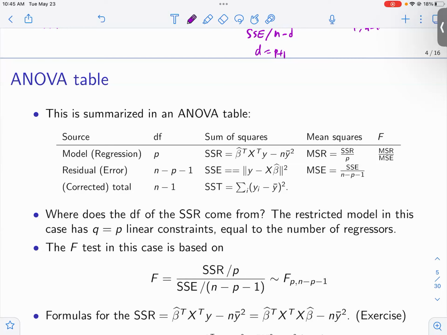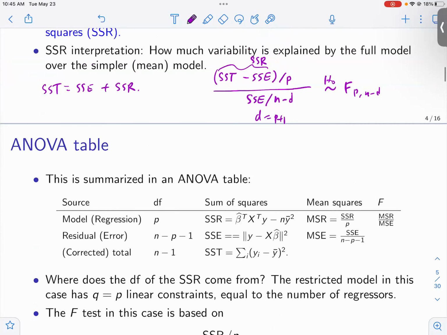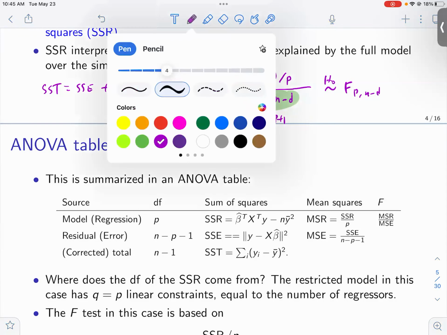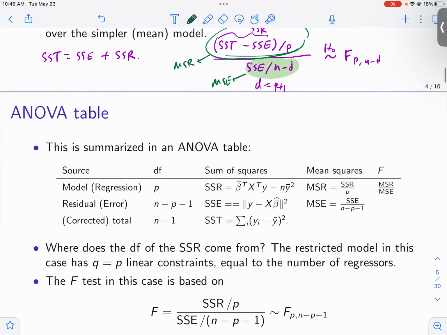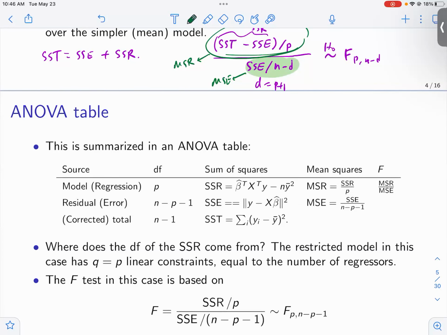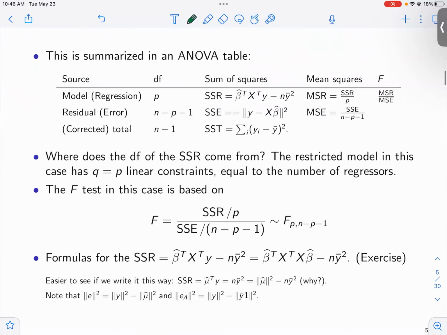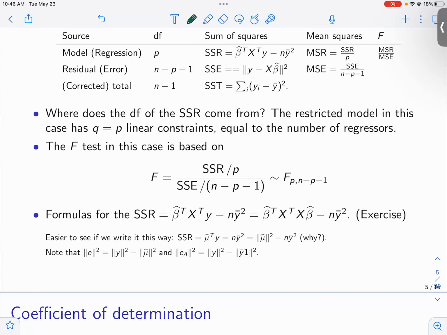Then you also sometimes write MSR and MSE. So MSE would be SSE divided by its degrees of freedom; this is called MSE, mean squared error. This is called MSR, mean squared regression, when you divide by the degrees of freedom. And then the F-test would be just MSR divided by MSE. So you see these tables. It's just progressively computed. You don't have to write it this way; it's just traditionally how they did it. And there are these different formulas for the SSR. It's good and it makes sense.